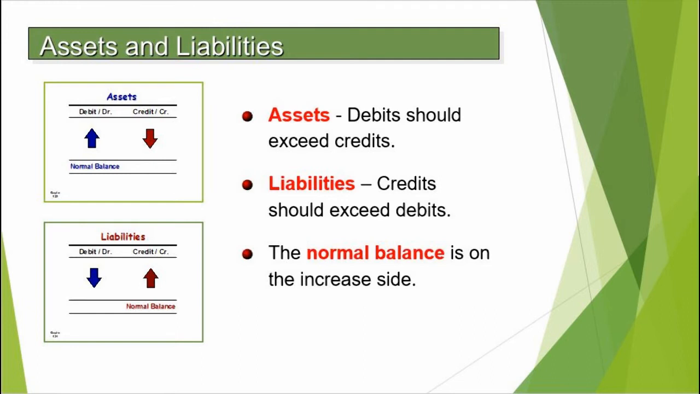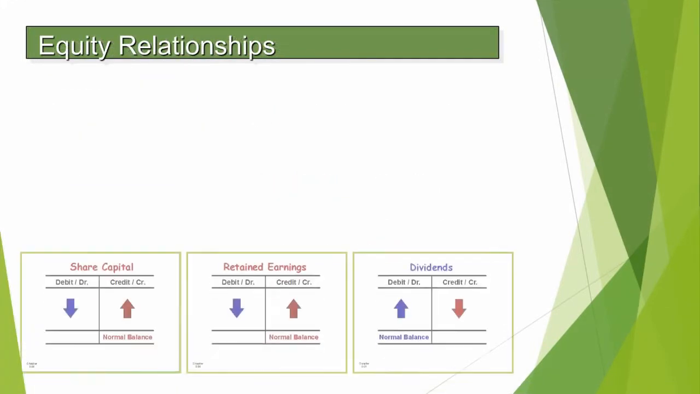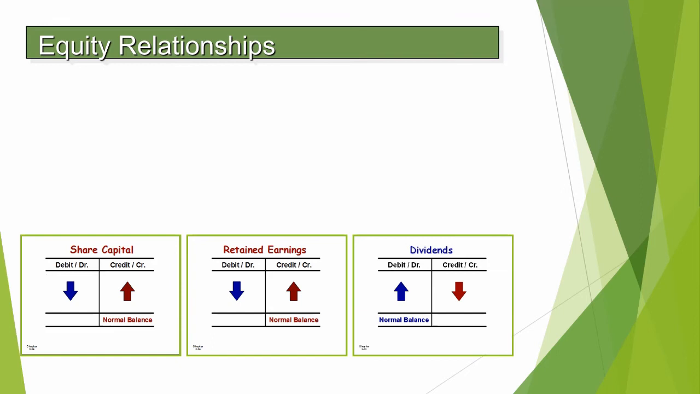The cash account, for example, will have a credit balance when a company has overdrawn its bank balance. Now we move to the equity relationship. Let's see the diagram below.